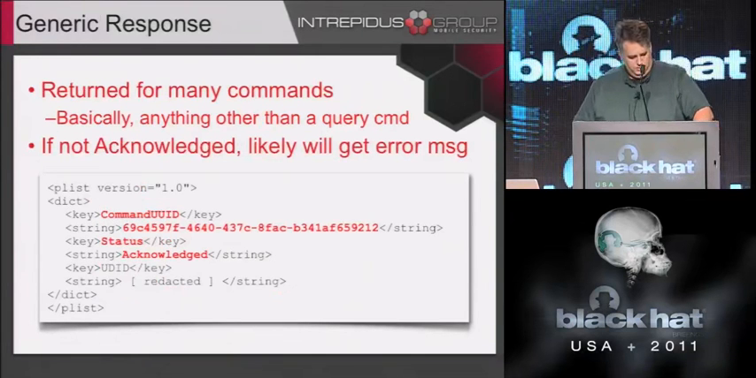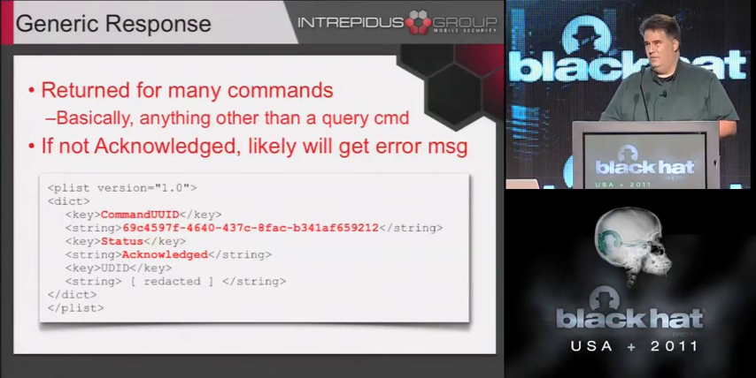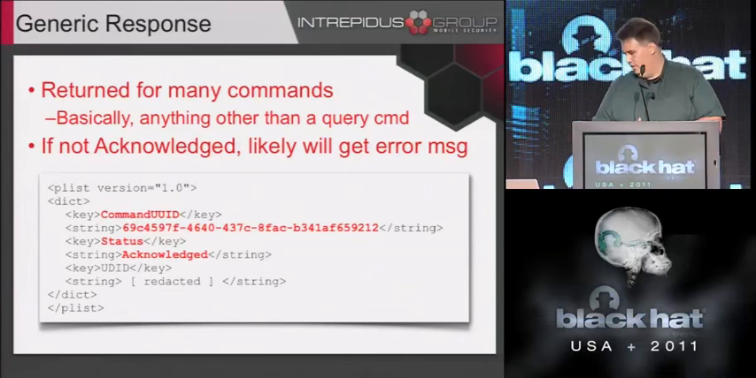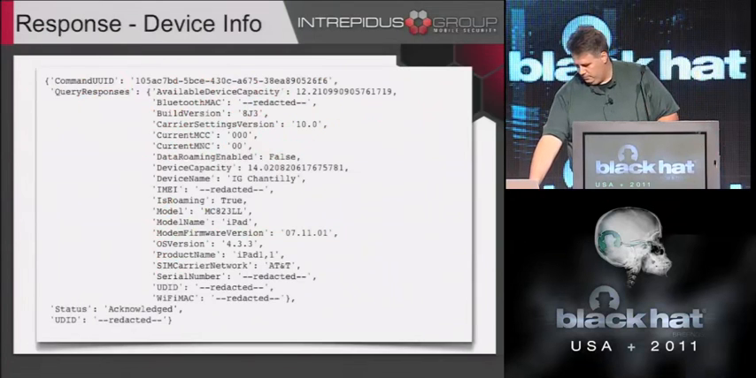So responses from the device are pretty generic. Again, just a plain old plist. You've got the command UUID there, which associates the command with the response, and then a simple status. Most of the time, the status is just acknowledged. If it's not acknowledged, then you've probably got an error message of some form coming back. The error messages are reasonably complete. I don't have an example on here, I don't believe, but it provides a unique code and a domain, sort of like an error type. It provides a standardized English message and a localized message for what the error was.